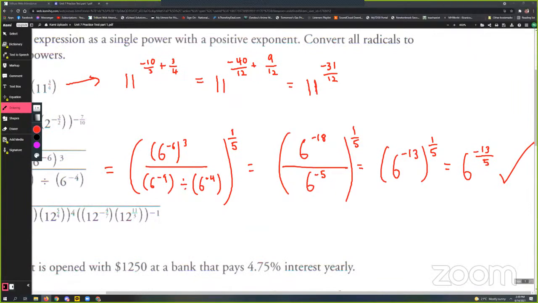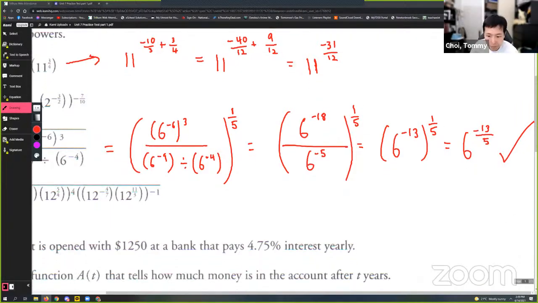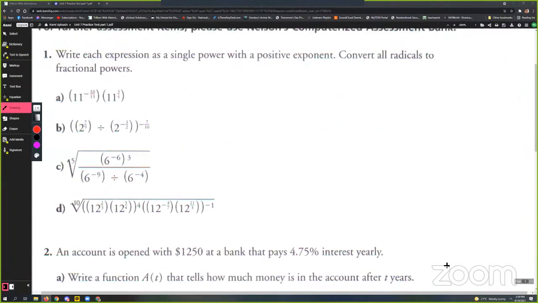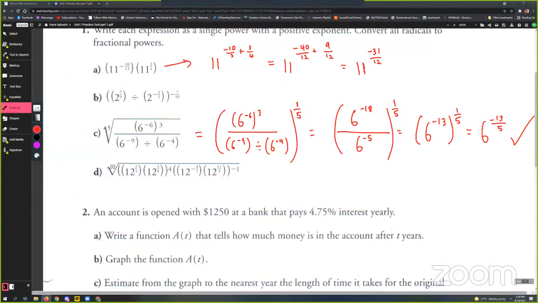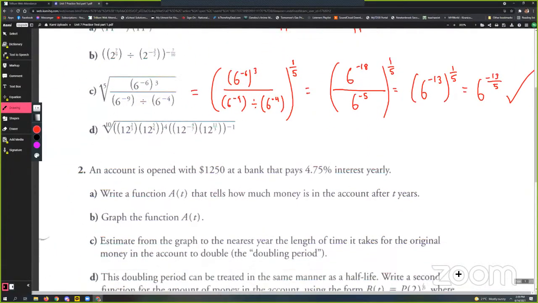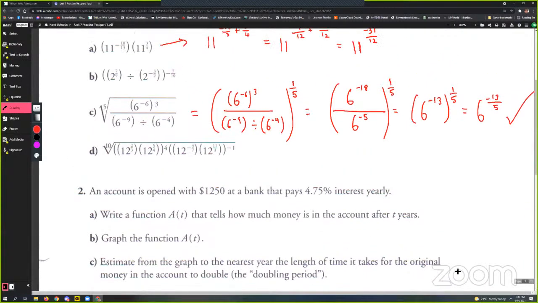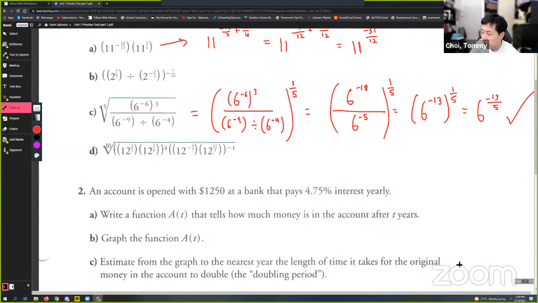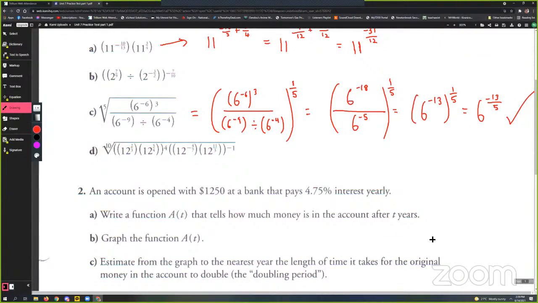Mr. Choi, I have a question about the test. I can print the test tomorrow because I've finished the ink from my printer. So, can I just write the answers for the test? You still have to show your work. You still have to somehow show your work on a separate piece of paper at least.